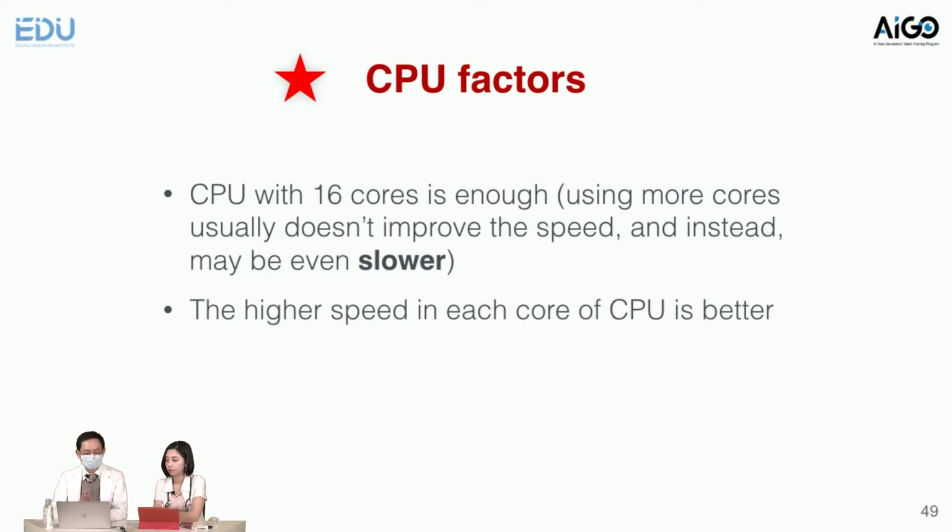But the higher speed in each core of the CPU is better. It's better to find a CPU whose clock is high. It has high frequency and high computational capacity of each core, of each single core.